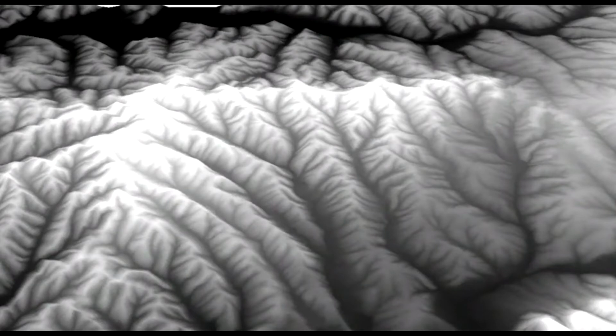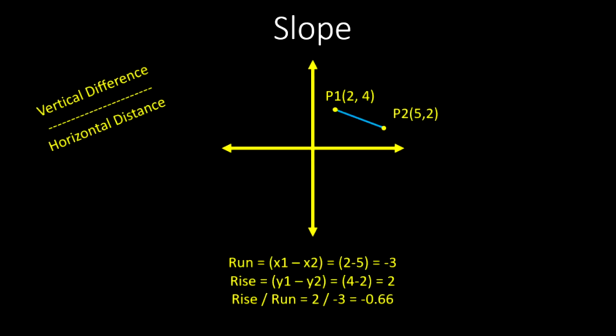A very important warning is all the elevation-based calculations assume X, Y, and Z coordinates are in the same units. What I mean by that, X, Y, and Z are in feet or meters, what have you, but they're all the same. The first technique that we're going to use to analyze the surface is slope.